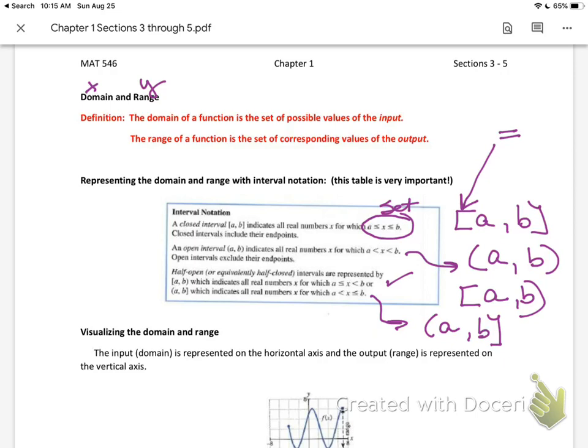So you have to absolutely know that interval notation is critically important. It is used all the time in math, and it's a very nice shorthand that I want you to become comfortable with.